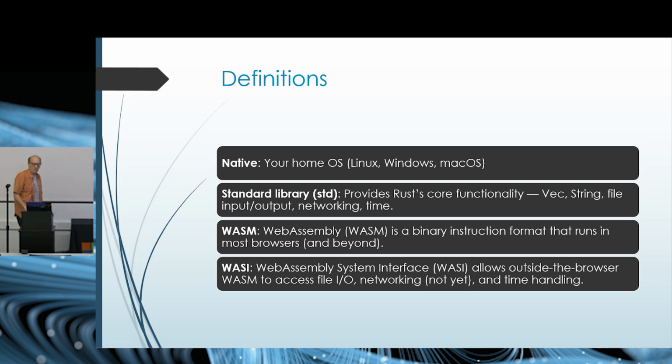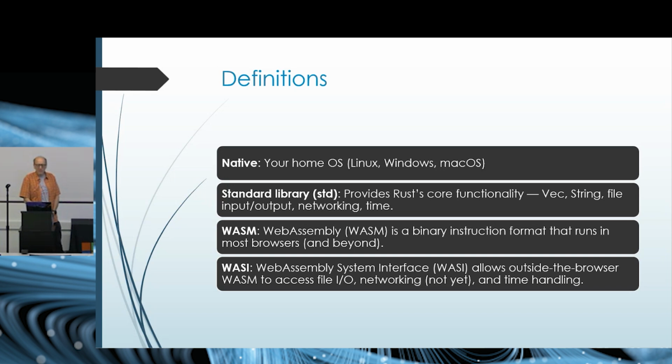A couple things before we start the 9 rules. I'm going to go over some definitions. So if I say native, I mean your main desktop operating system like Linux, Windows, or Mac OS. We'll talk about the standard library, std. That's the thing that provides Rust core functionality, and you're probably familiar with string and vector. It's also what lets us do networking and file I/O and find out about the time.